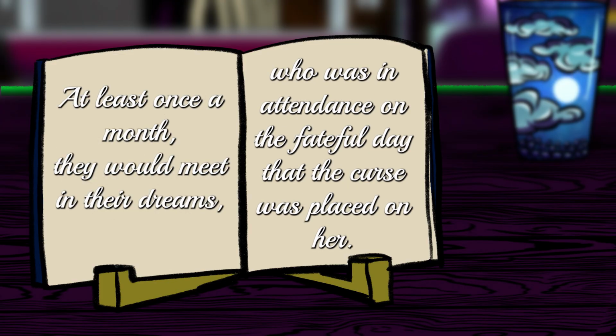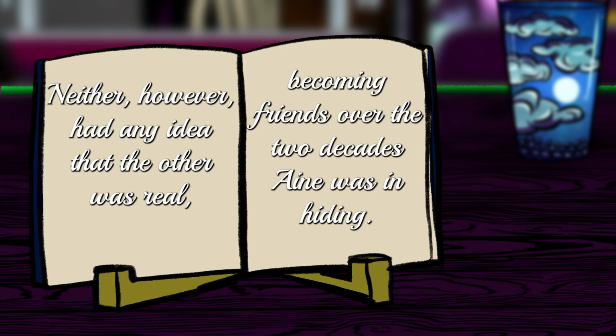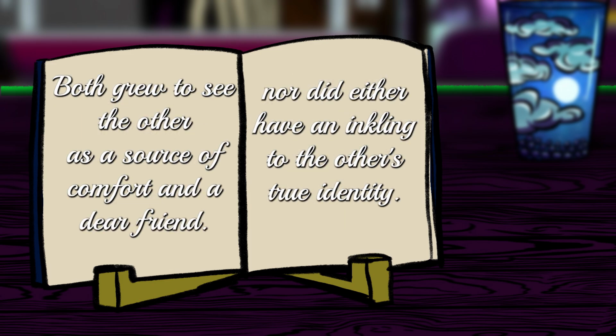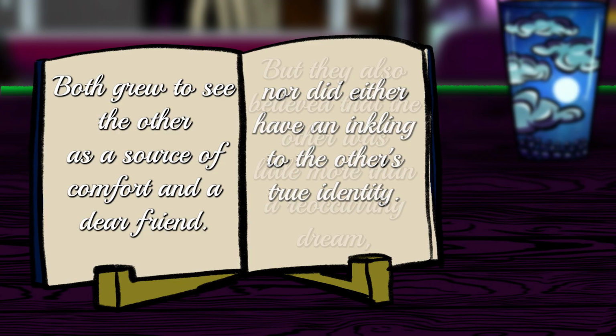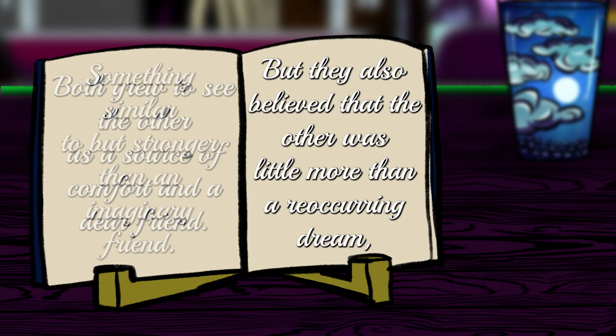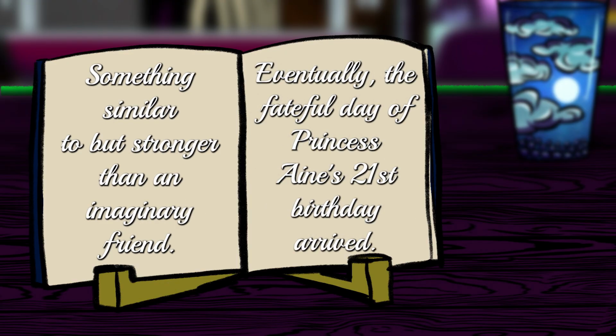At least once a month they would meet in their dreams, becoming friends over the 2 decades Ein was in hiding. Neither, however, had any idea that the other was real, nor did either have an inkling to the other's true identity. Both grew to see the other as a source of comfort and a dear friend, but they also believed that the other was little more than a reoccurring dream, something similar to, but stronger than, an imaginary friend. Eventually, the fateful day of Princess Ein's 21st birthday arrived.